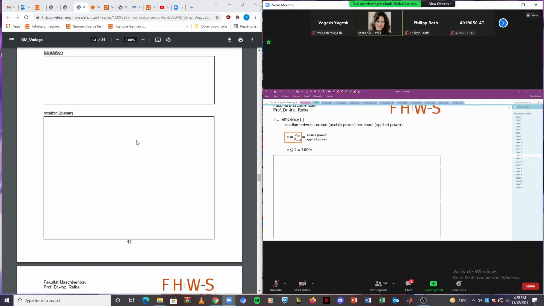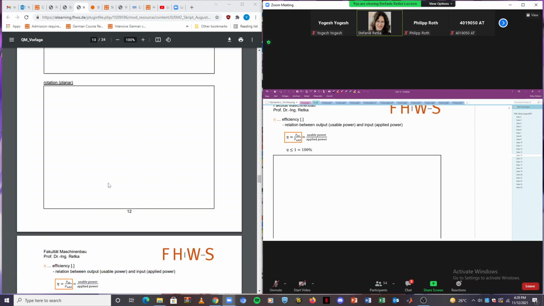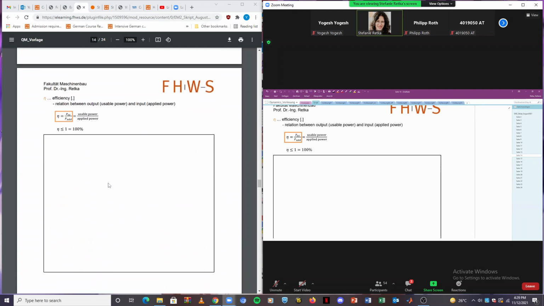So for the efficiency as a dimensionless parameter, eta, it's the relation between the output and the input. So in case of the power, we compare the usable power to the applied power. Extracted is the power that is needed to cause the rotation or the motion, and added is the applied power, the input power. Okay, so eta, our efficiency, is always smaller than 1.